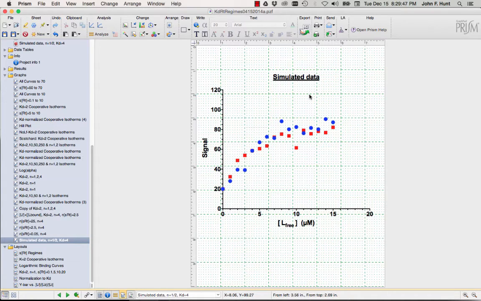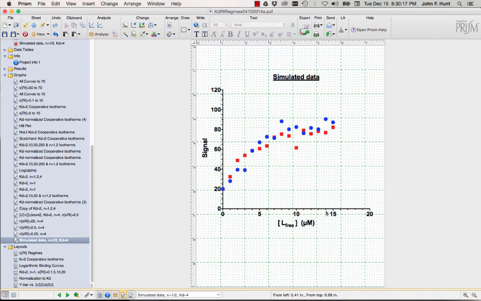Okay, the purpose of this presentation is to show you how to use the intrinsic so-called data transformation features in PRISM to make a Hill plot or a Scatchard plot. At the end, I'll also show you how to convert the free ligand axis from a linear to a logarithmic scale in a very convenient way, so you can go between linear and logarithmic binding plots. But let's start with the Hill and Scatchard analyses.